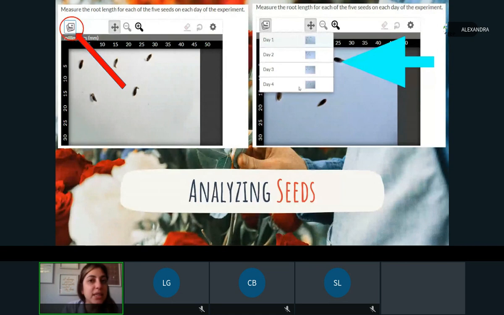Remember to include qualitative, quality, senses, right? And quantitative measurements, numbers. So that's going to be very much in the way of the length. So that's going to be the first part.